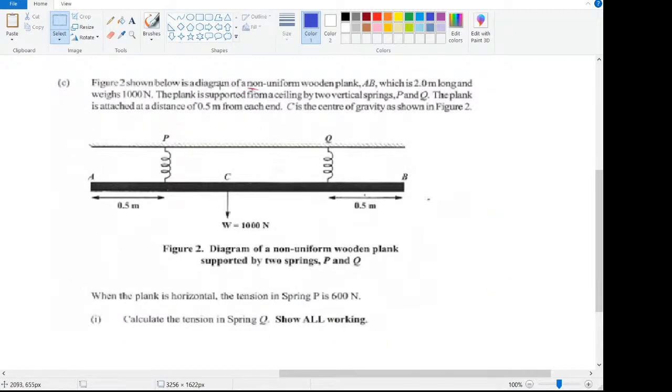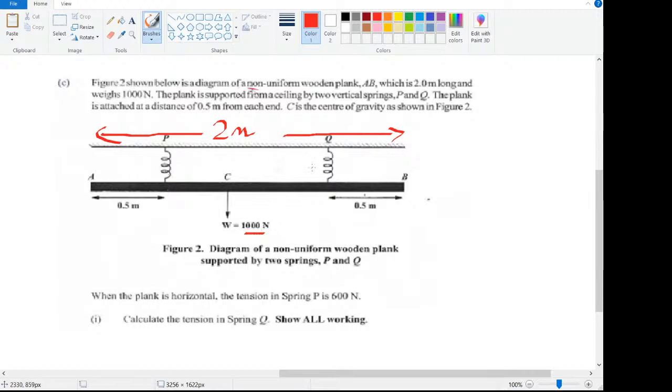Figure 2 shown below is a diagram of a non-uniform wooden plank AB, which is 2 meters long. So there's 2 meters long, and weighs 1,000 newtons, and so that's what we're seeing here. The plank is supported from a ceiling by 2 vertical springs.